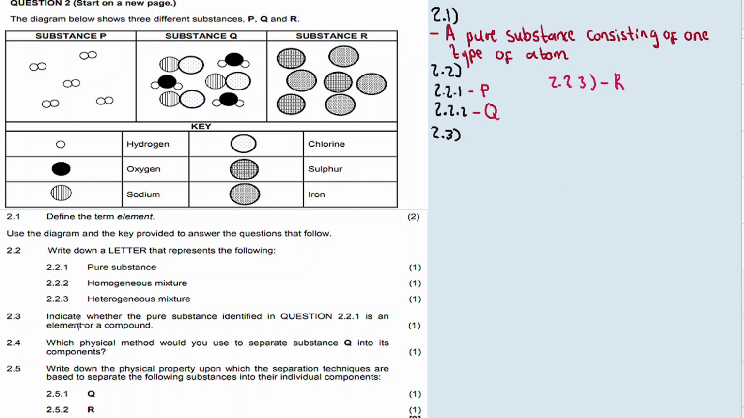Now go to 2.3: indicate whether the pure substance identified in question 2.2.1 is an element or a compound. Okay, this one it's an element. Obvious, right? It's an element. So while I was explaining, I also gave away an answer for 2.3.